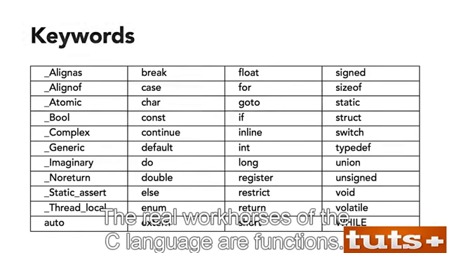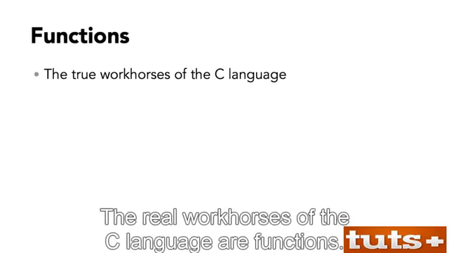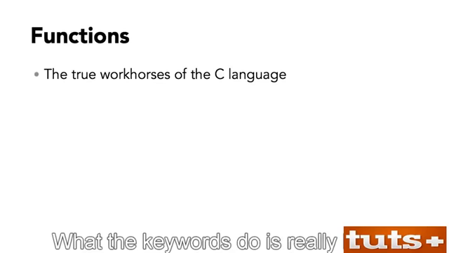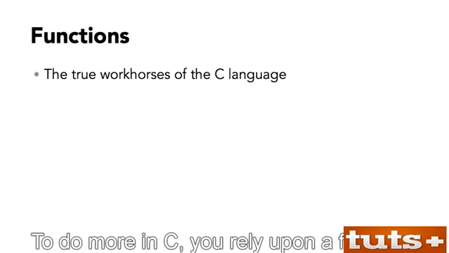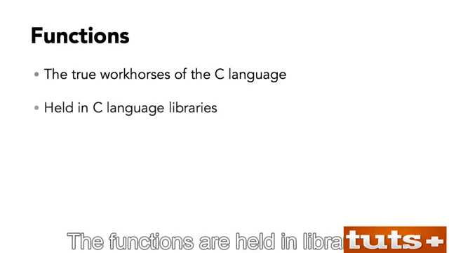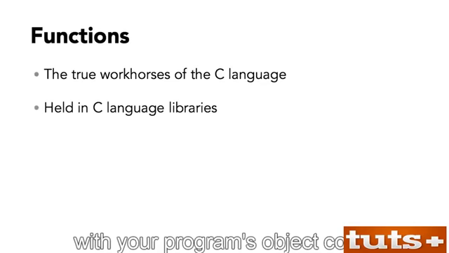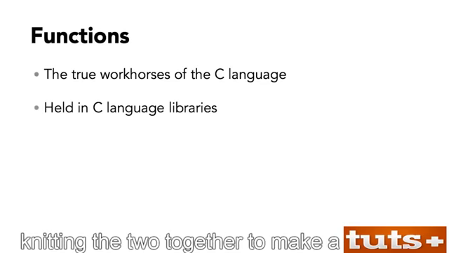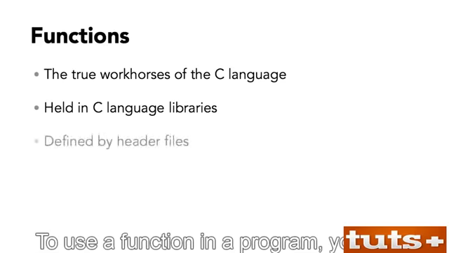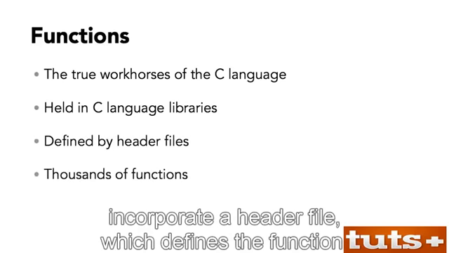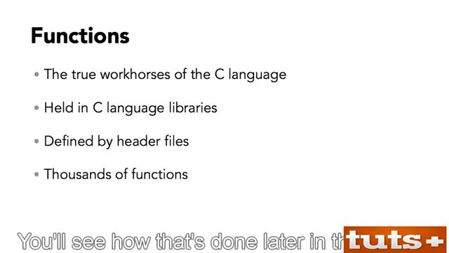The real workhorses of the C language are functions. What the keywords do is really basic. To do more in C, you rely upon a function. The functions are held in libraries. The linker's job is to combine the library with your program's object code, knitting the two together to make a program. To use a function in a program, you must incorporate a header file which defines the function. You'll see how that's done later in this movie.